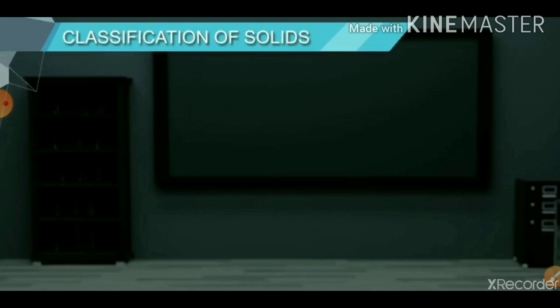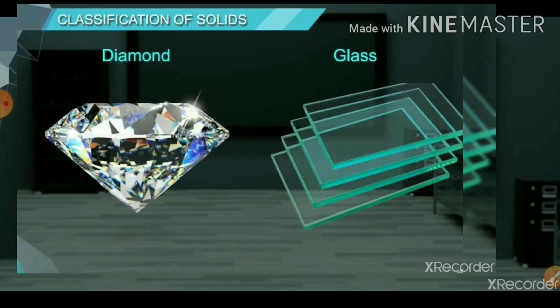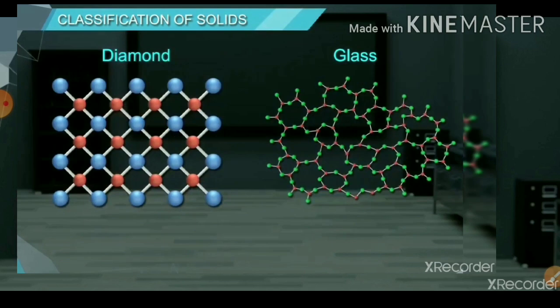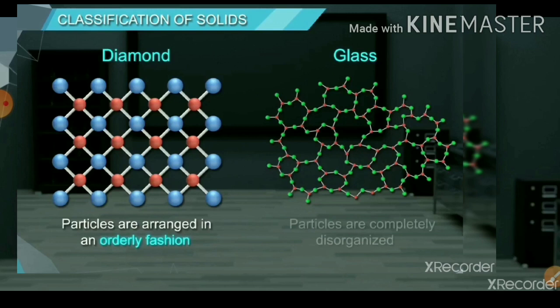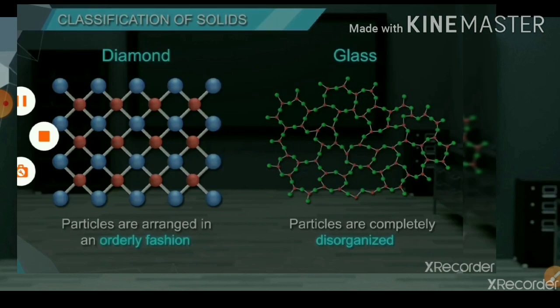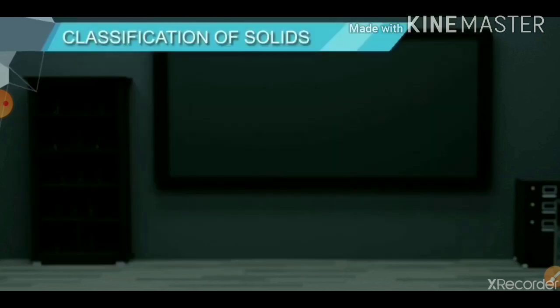Now look at diamond and glass. Both are solids. Now look at the microscopic level. What do you see? At the microscopic level, diamond has a definite arrangement, whereas glass has an irregular arrangement. Now let's move to the definition of crystalline solid and amorphous solid. At first, let us understand crystalline solid, then we will discuss amorphous solid.